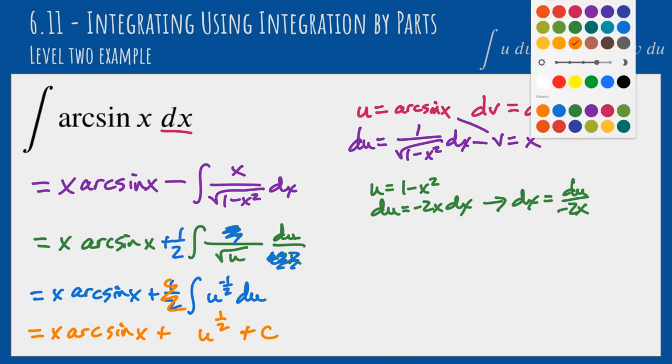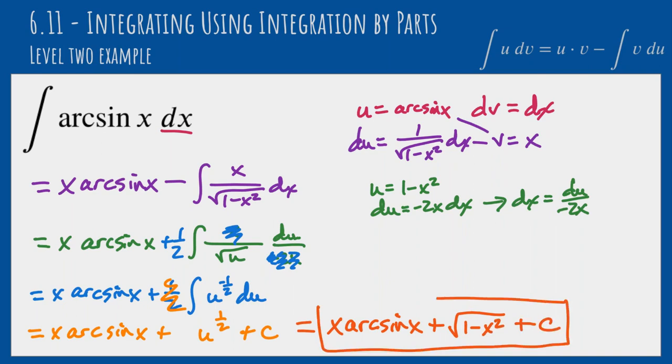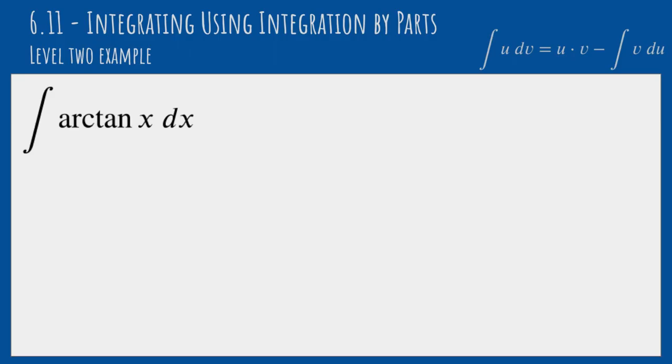So then the last step is to re-substitute for u. So we have x arc sine of x plus the square root of 1 minus x squared plus c. And you may remember that I mentioned before that the antiderivative of arc sine is something we can do, but it's complicated. Well, this is the complicated antiderivative of arc sine. We get that antiderivative using integration by parts, even though it's not in a form that we typically use integration by parts for.